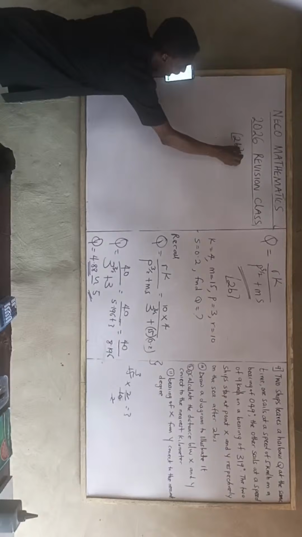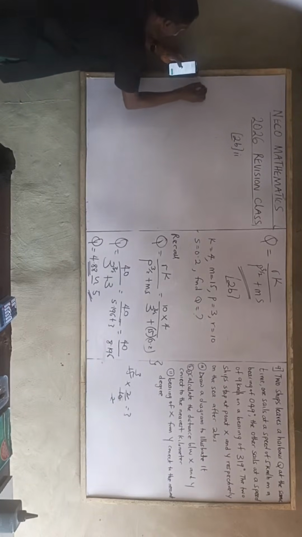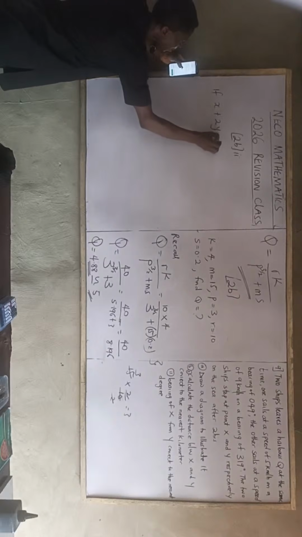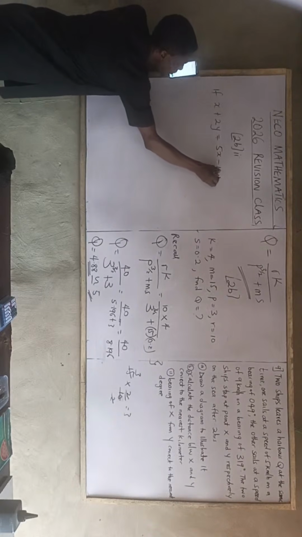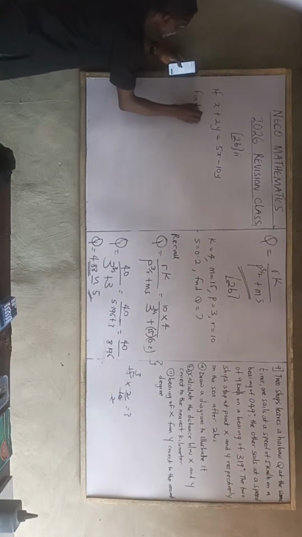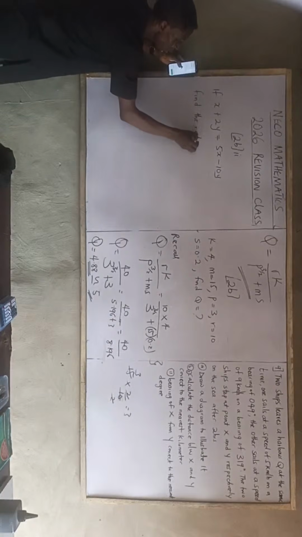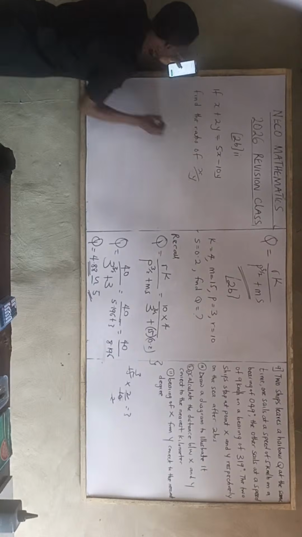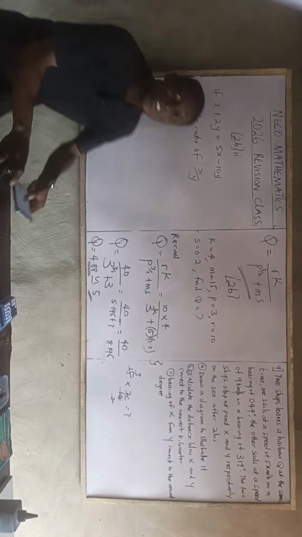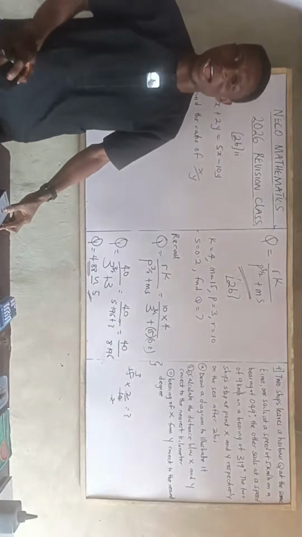Now that's 2bii. Here the question says, if x plus 2y equal to 5x minus 10y, find the ratio of x over y. Find the ratio of x over y.